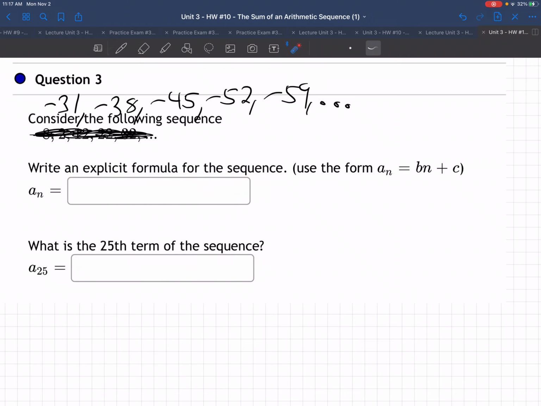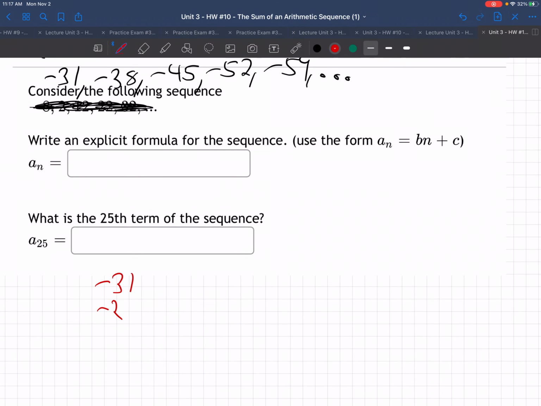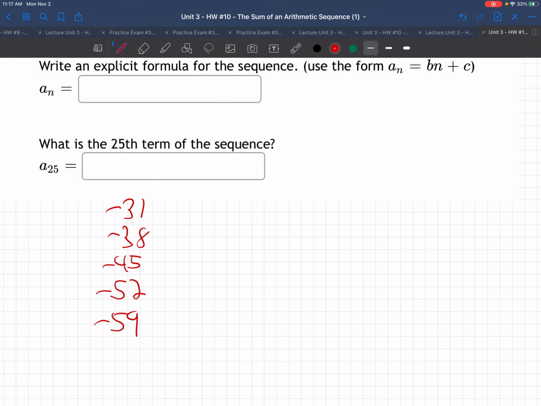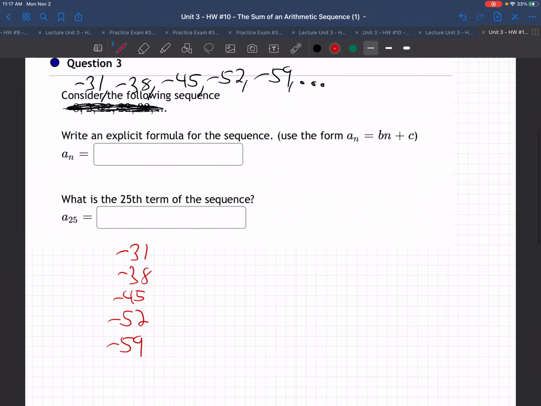So how do we find a formula? Well, we've got to write them out first. So I'm going to bring it down here. I'm going to go minus 31, minus 38, minus 45, minus 52, minus 59. And then remember, the pattern is in the path.